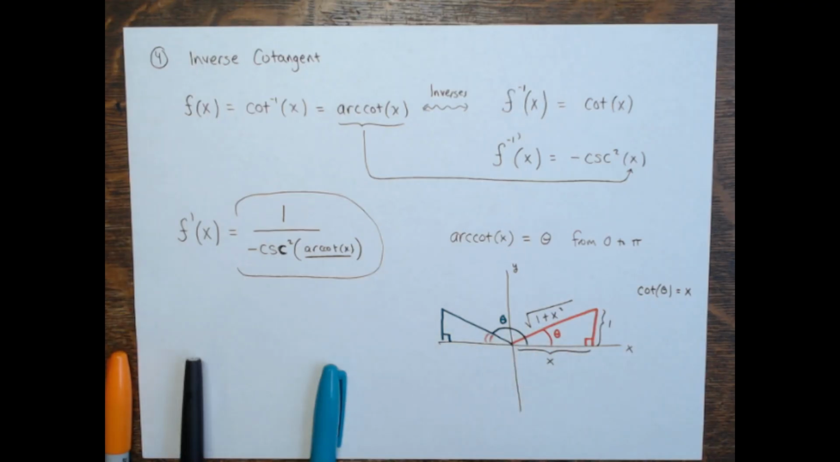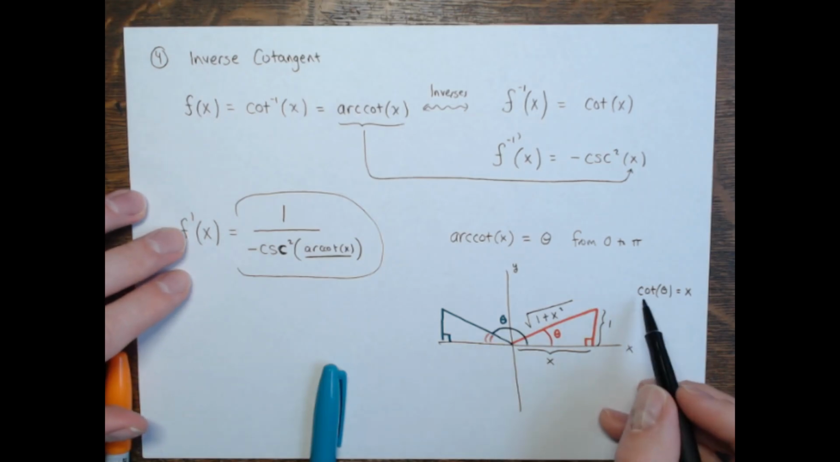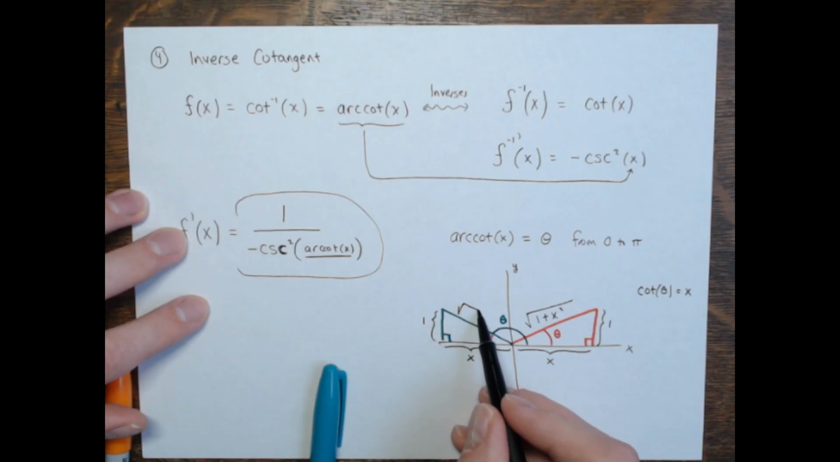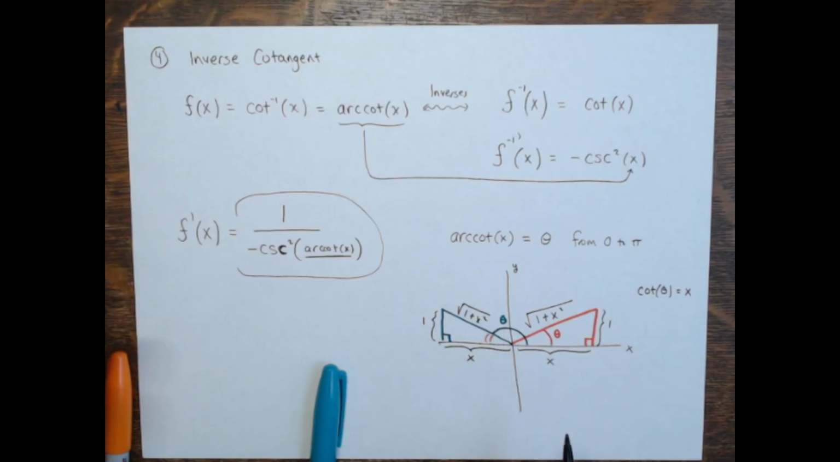So same kind of setup. Set it up so that the cotangent of this reference angle was x as well. So adjacent x, opposite 1. And then the hypotenuse is still the same value, right? Same looking thing, same expression, the positive square root of 1 plus x squared.